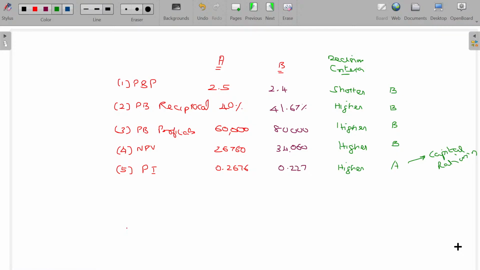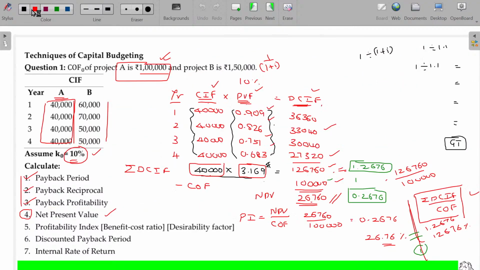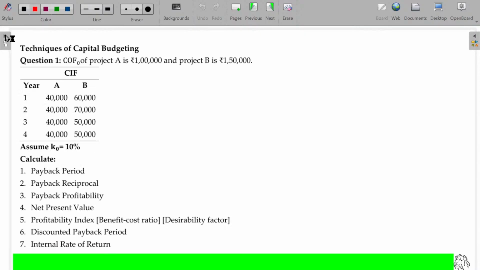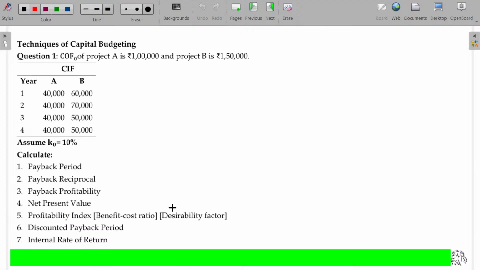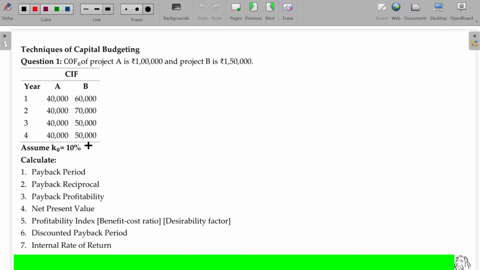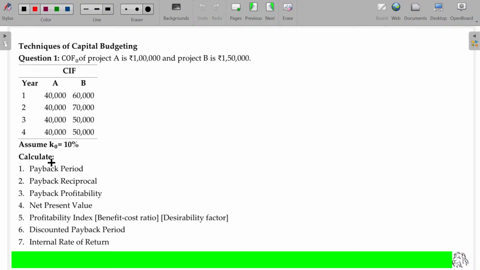Now, I'll move on to the next model. So we have completed PB, payback period, payback reciprocal, payback profitability. We have completed NPV as well as PI. Now we'll be moving on to the next model. I'm going to deal with discounted payback period.